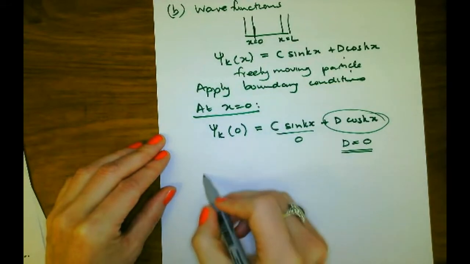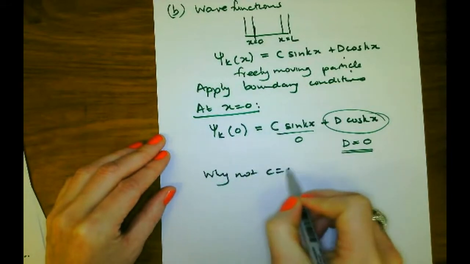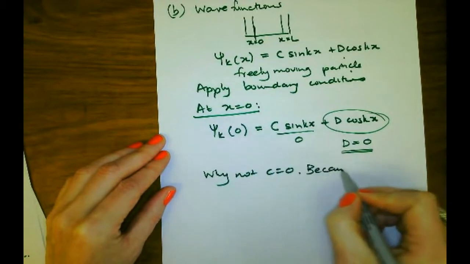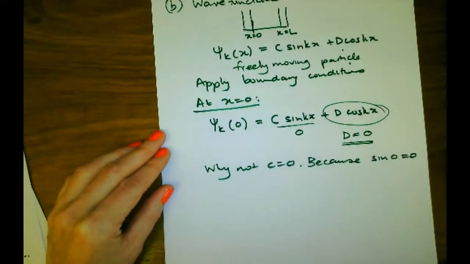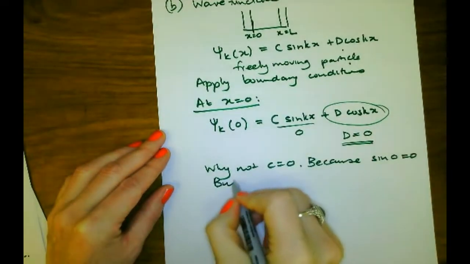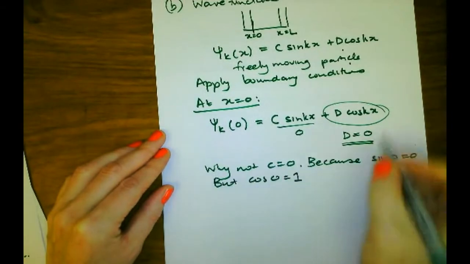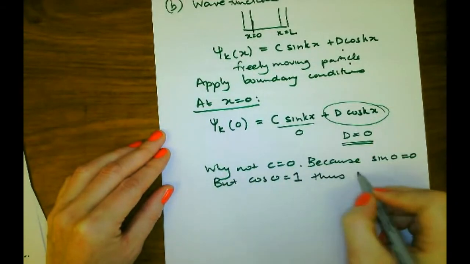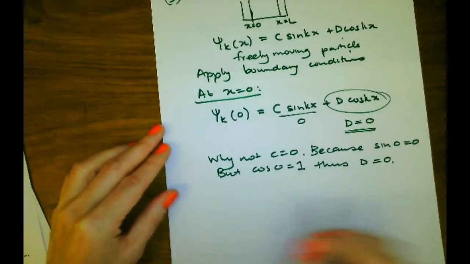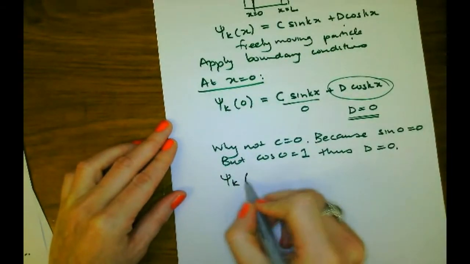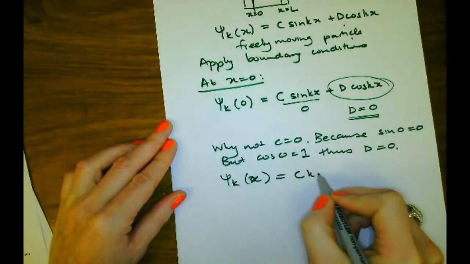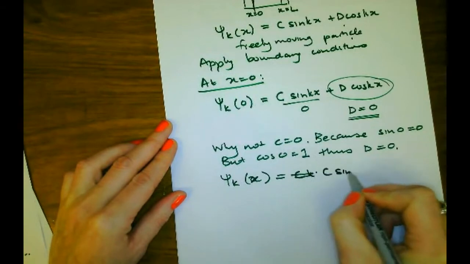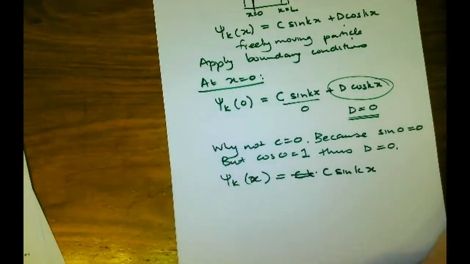Why don't I make c equal to 0? Well, basically because sine of 0 is already 0, so I don't have to take care of that term. But cos of 0 is 1, so I have to get rid of that. Thus, I make d equal to 0. So what does the wave function look like then? The wave function becomes c sine kx. So that second term falls away.